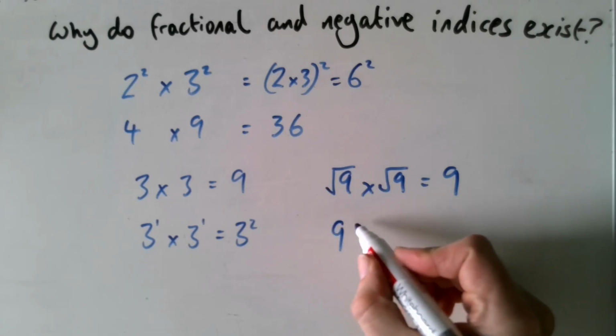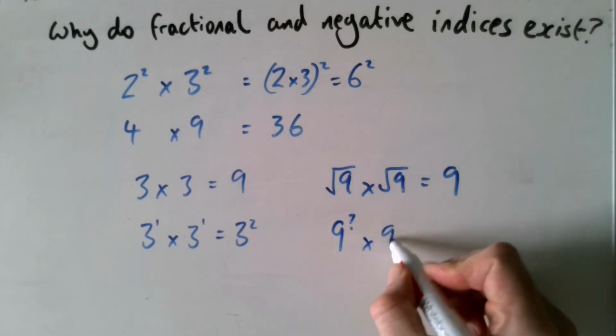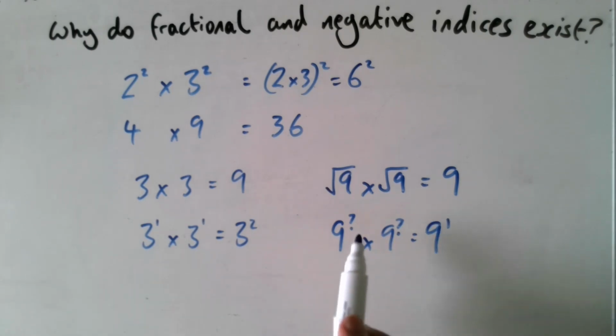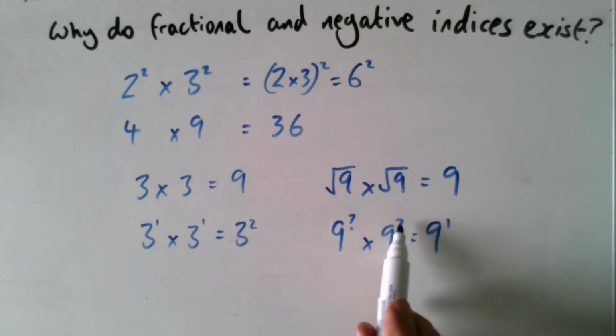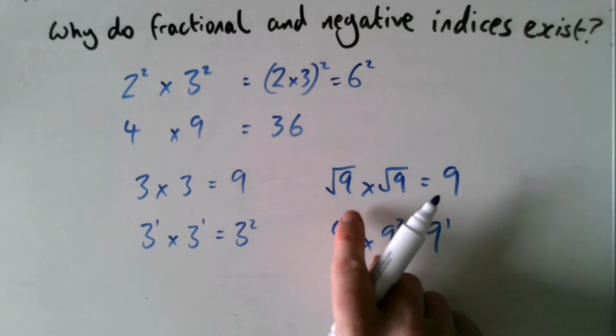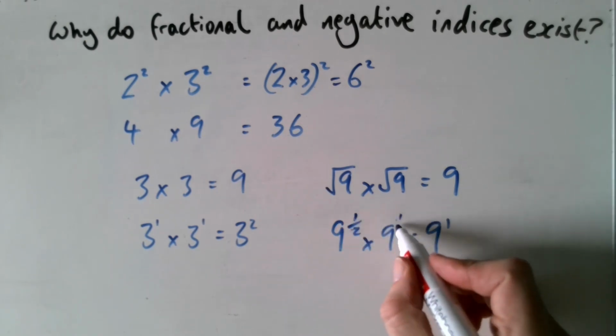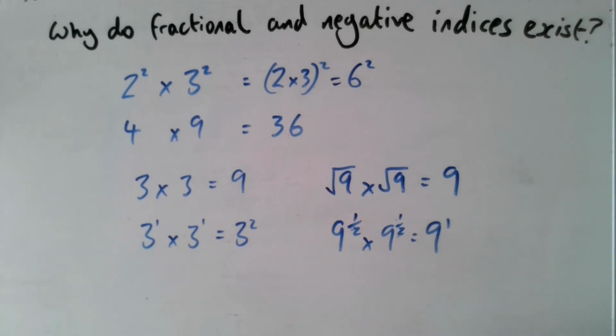So if I had 9 to the power of something times 9 to the power of the same thing, and getting it to 1, those two numbers, the question mark, must both be the number that if you add it to itself, you get 1. So that would be a half. So this is why the half is a square root.